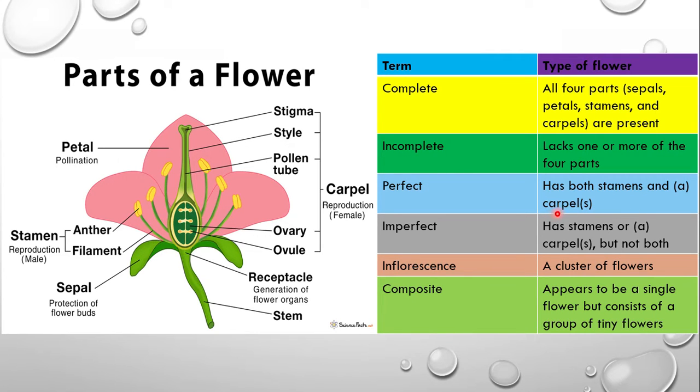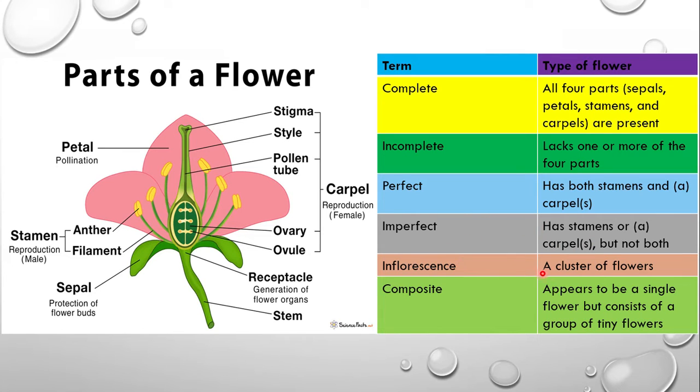Pag naa siya both female nga reproductive part o male nga reproductive part, okay? Perfect siya nga flower. Imperfect naman nga flower pag isa lang ka reproductive part ang naa sa iya. It's either the stamen or the male reproductive part or the carpel, the female reproductive part of the flower. Okay? Imperfect ang tawag ana.